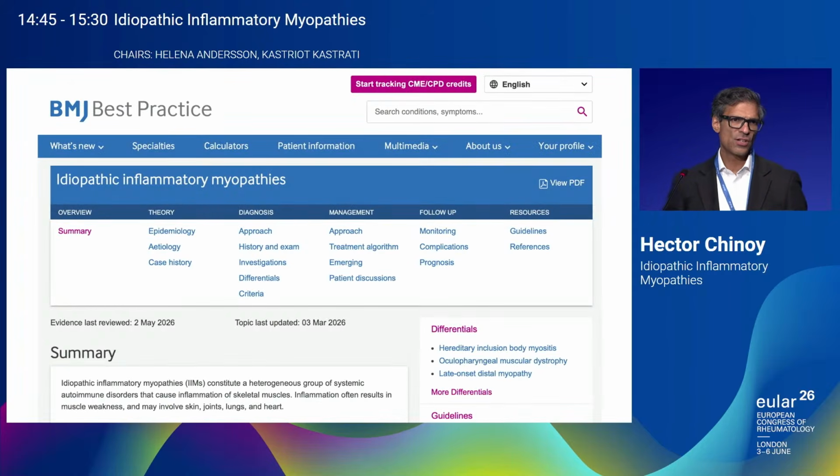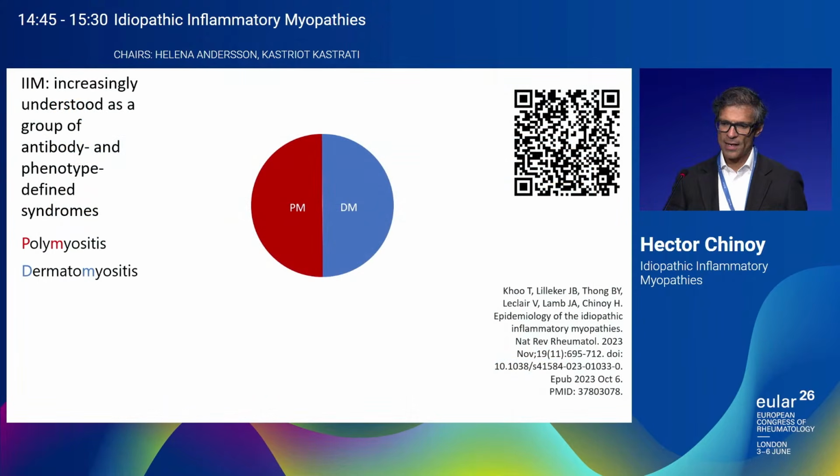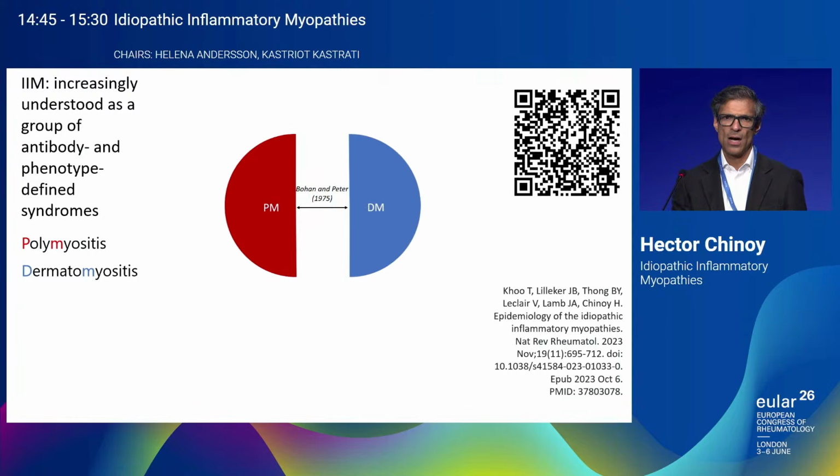I draw your attention to this BMJ Best Practice online. This is something that we have to update every couple of years. It's free to access, so I'd encourage you to have a look at this. And thank you to Thomas Koo for producing this, and I tend to start off my talk with this to give you an idea of where we've gone in the last 25, 30 years, moving away from the archaic terms of PM and dermatomyositis from Bohan and Peter.